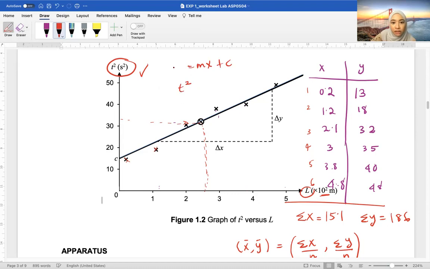Saya tak tahu kenapa tulisan saya buruk ni. Y equals to mx plus c, so it becomes T squared equals to, we don't know what the gradient is, it didn't mention, but we know that our x is L. So m unknown, L, and the c is just c lah, plus c, whatever that value is. Boleh, asalkan it gives me a linear relationship. Okay, so the point of using this y equals to mx plus c is having a linear relationship graph. Linear relationship maksudnya straight line lah.